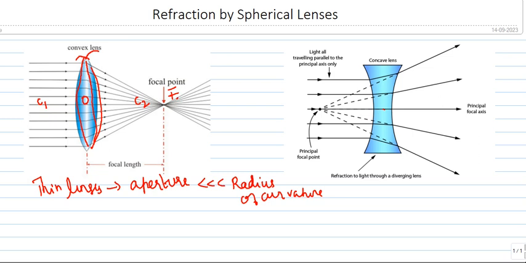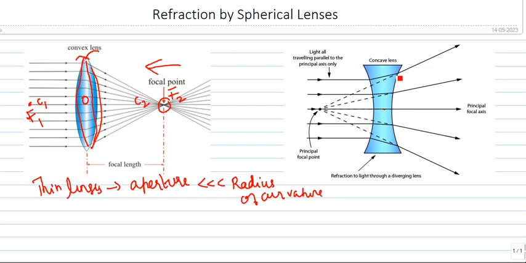Similarly we will have this to be F2, and when we pass light from this side, we will have the image formed on the other side, say here. So this we will call F1. So we will have two centers of curvature for both the spherical surfaces and two principal foci, F1 and F2. As we see, this convex lens is a converging lens and it converges the parallel rays of light at the principal focus.